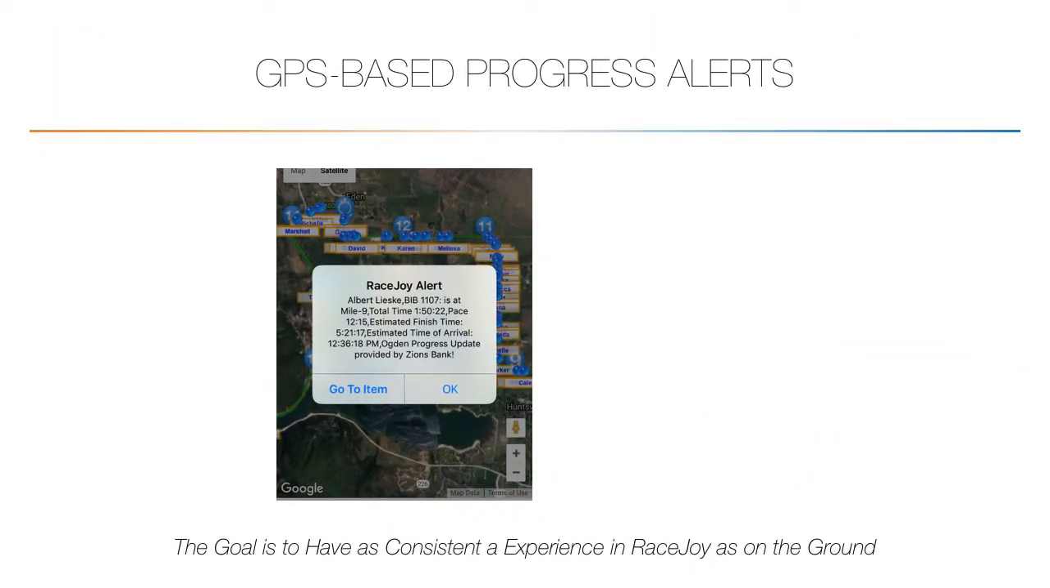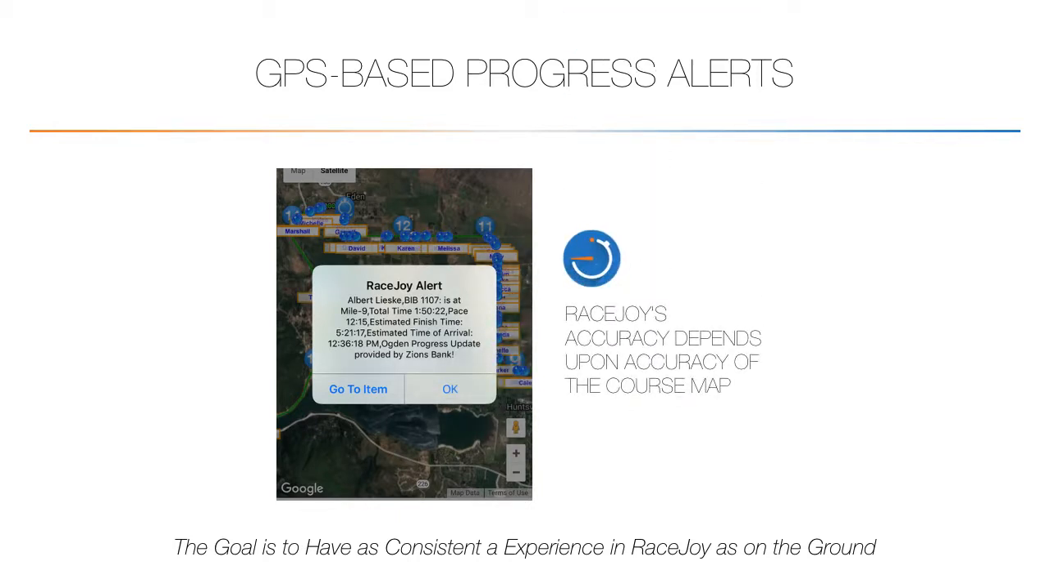Another key feature in RaceJoy is progress alerts that are based upon the person's GPS location on your course. These are typically sent out at every mile and include location, elapsed time, pace, and estimated finish time. The accuracy of these progress alerts greatly depends upon the accuracy of the course map and locations of the mile markers you have loaded in RaceJoy. The goal is to have a synchronized experience where when a participant crosses, say, mile 5 on the course, they are at that time getting the mile 5 progress update in RaceJoy, versus receiving it prematurely or delayed.